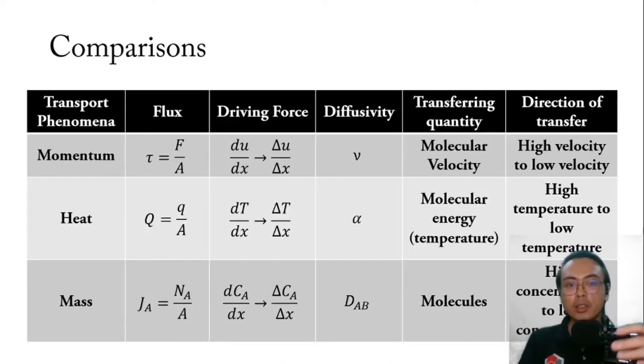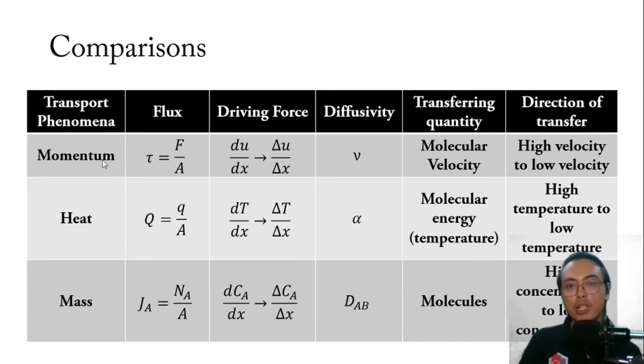So you see that they are based on a general equation, so of course they should have the same features. In here I have a table comparing momentum, heat, and mass transport with regard to their similarities and differences. First, let's take a look at the flux. We have here momentum flux, that's equal to the shear force over area. We have the heat flux, that's equal to the rate of heat transfer over area. And we have the mass flux, which is the rate of mass transfer over area. So they are very similar. Next is the driving force or the gradient.